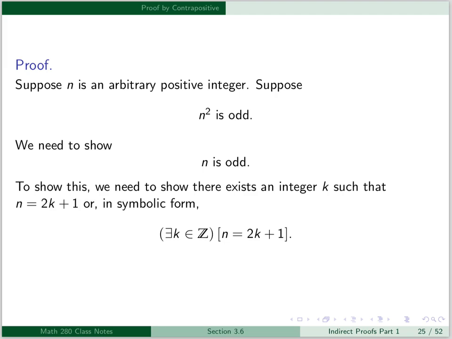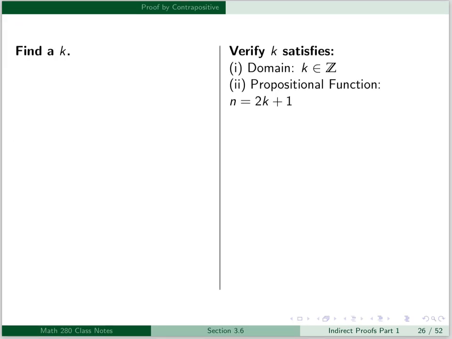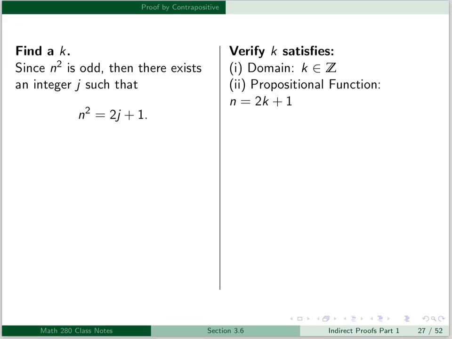So now to prove this existential statement, we'll set up our two columns, and we can use our hypothesis. Since n squared is odd, then there exists an integer j such that n squared is equal to 2j plus 1. Now in the proof of the original statement, we had n is equal to 2L plus 1, and we squared both sides to obtain an expression for n squared. And from that, we were able to determine what we should choose for k. In this proof, we have n squared is equal to 2j plus 1, and our propositional function is n is equal to 2k plus 1.